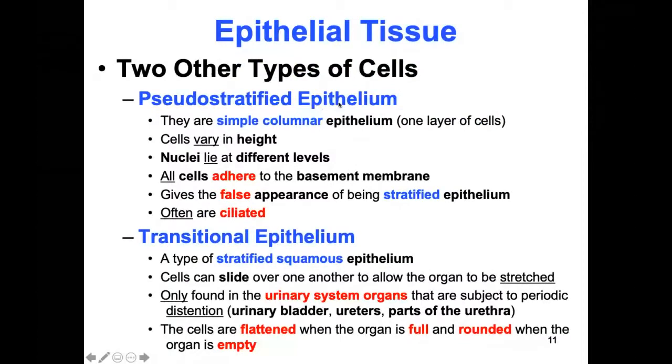So that term pseudostratified that I mentioned before, that was when we saw the nuclei that were lying at different levels. And it gave that false appearance of being stratified, and it was called pseudostratified. Many times where we find pseudostratified, we'll also see cilia hanging off of that, especially in the trachea, where we have pseudostratified, ciliated, columnar epithelium.